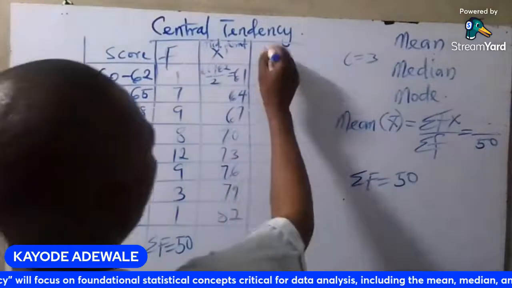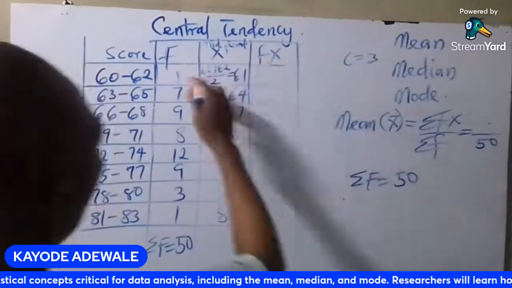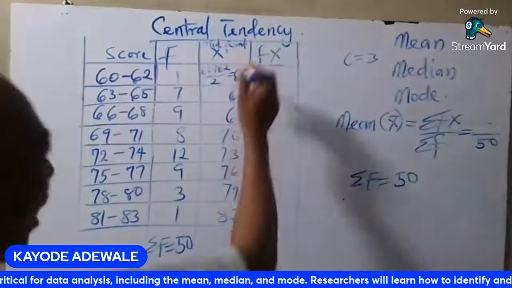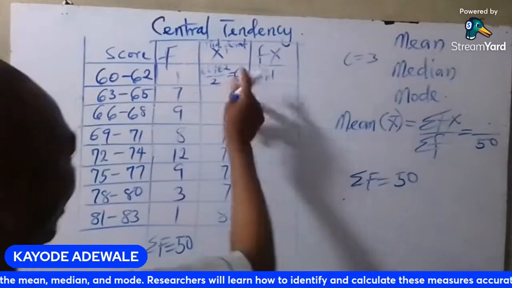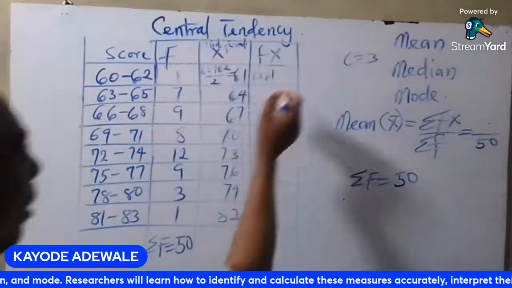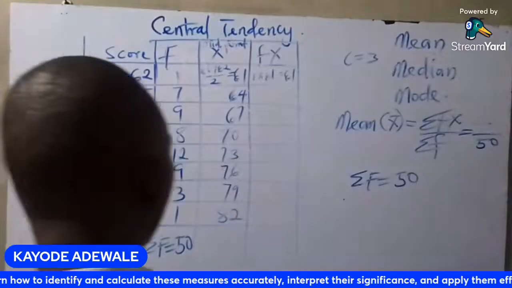So the next thing to do now is for you to get your fx, that is the multiplication of x and f. So I'll just show you the first example. It means you are looking for 1 multiplied by 61. That is the values of the x. So 1 multiplied by 61 will give us 61. So let's continue from there.